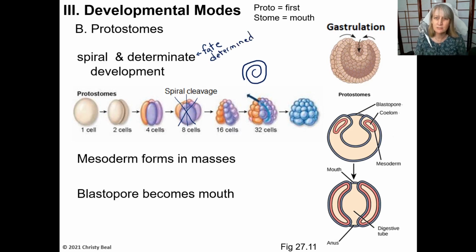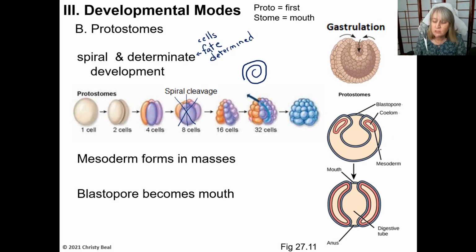That sounds kind of magical, but that's literally what we say. The cell fates are determined very early. They already have defined roles in their body. Protostomes have spiral cleavage, and their development is determinate. Cells' fates are determined early on.